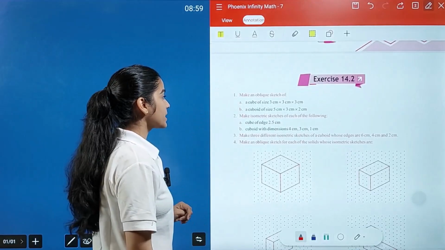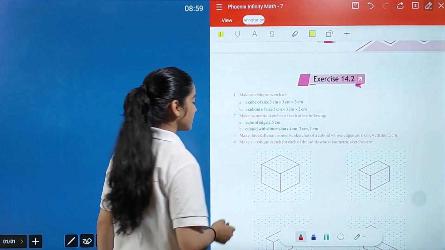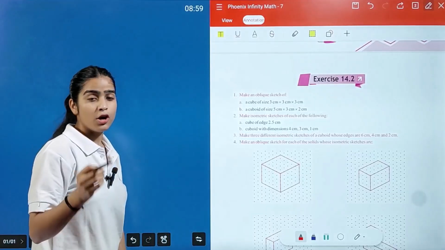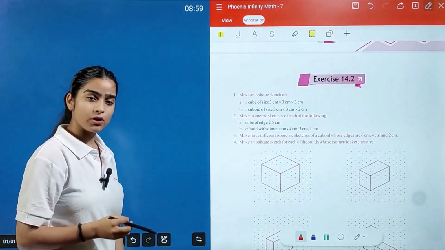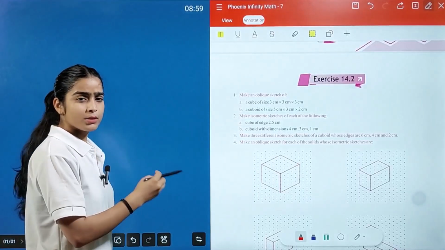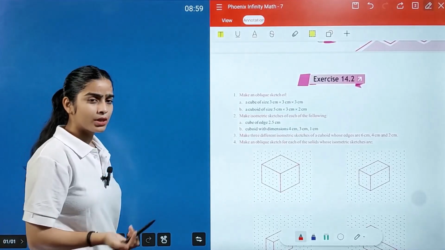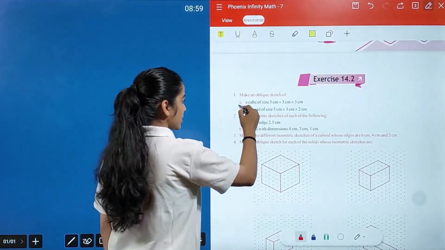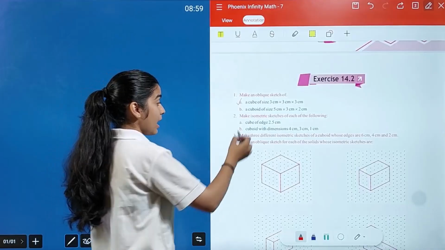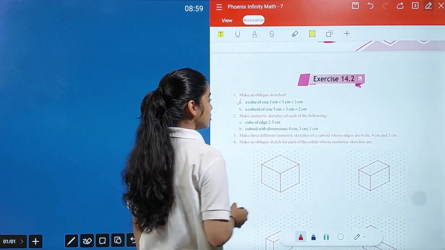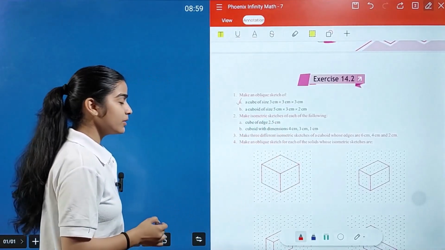Make an oblique sketch of a cube of size 3 centimeter, 3 centimeter, 3 centimeter. So you have to first make a square with these measurements, and accordingly one more square with this measurement, and you just have to connect them together, and you have your oblique sketch for a cube. The same procedure you have to follow for the cuboid. Make isometric sketches for each of the following. Cube edge of 2.5 centimeter.